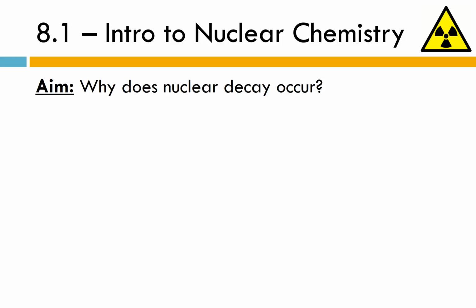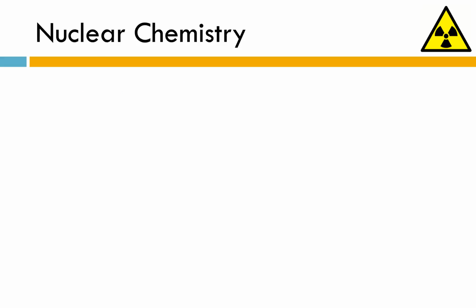Today we're going to start off with the fundamentals. We're going to address why nuclear decay occurs, and we're going to talk about the decay particles that are produced when a natural decay takes place. So let's start off with some basic terminology.